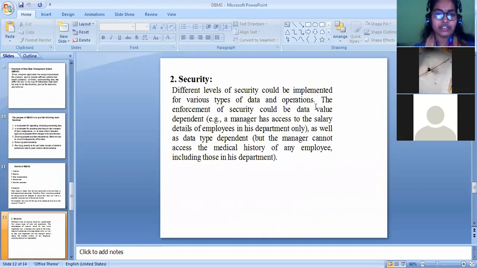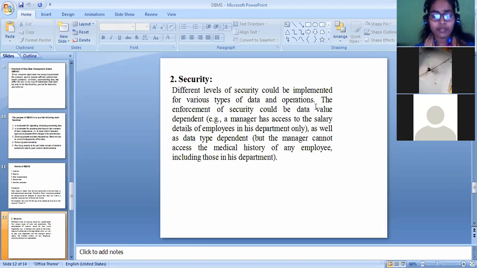Next is security. Different levels of security could be implemented for various types of data and operation. The enforcement of security could be data value dependent. That means the manager can access the salary details of employees in his department only, as well as data type dependent. But the manager cannot access the medical history of any employee, including those in his department also.